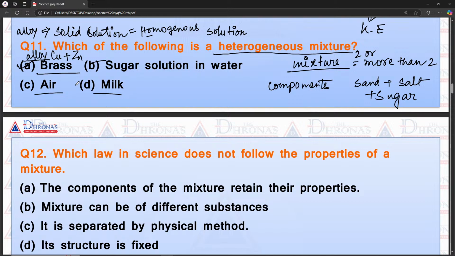Milk में आपका water रहता है और क्या रहता है? Fat molecules, protein molecules are there and they are not evenly distributed. So milk is heterogeneous mixture.